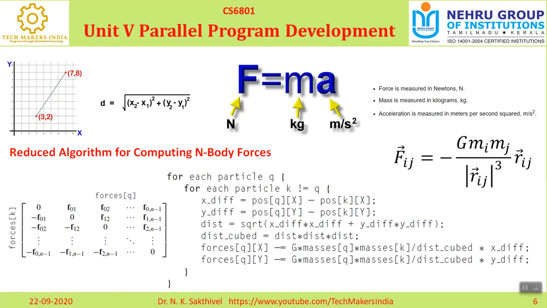Okay, so like this, that means 7 minus 3, that is 4. Here 4 squared is 16, plus 8 minus 6, which is 2, that is 6. So that is 36. Like this we will calculate and you can get the distance. So this is the formula for calculating the distance between the two particles, because d is the deciding factor to calculate the force.